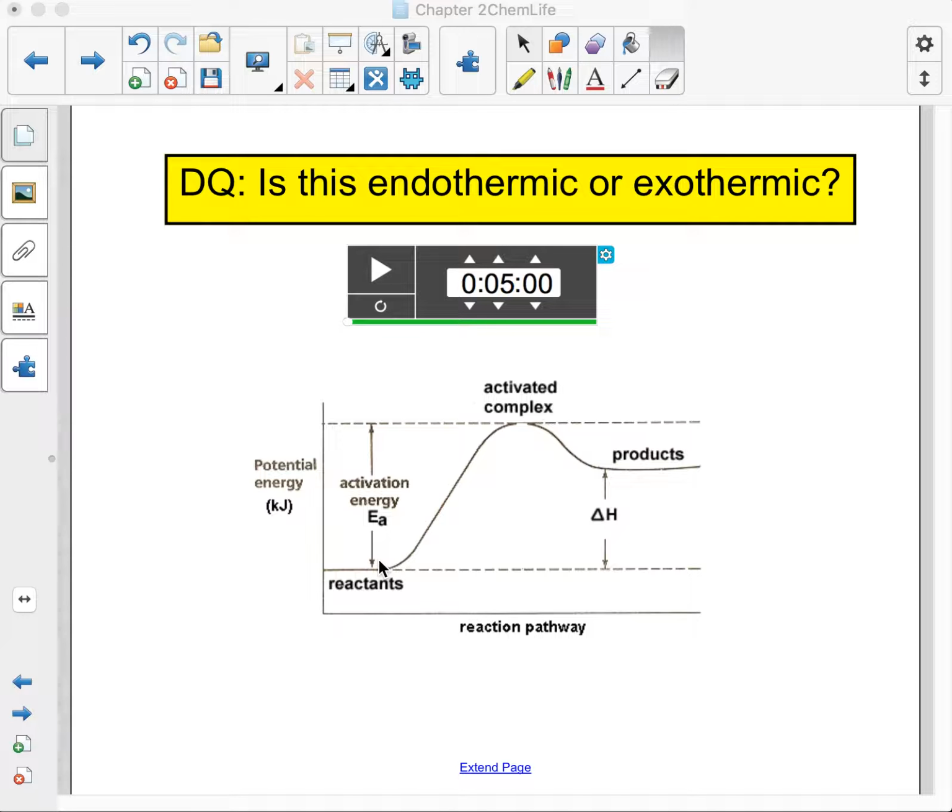So take a look at this graph. Yesterday you had to draw two graphs showing endothermic and exothermic reactions. See if you can figure out if it's endothermic or exothermic. Maybe take a guess. Try to remember what you learned yesterday and then look back at your notes.